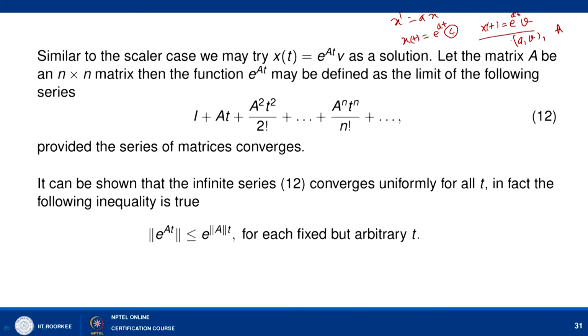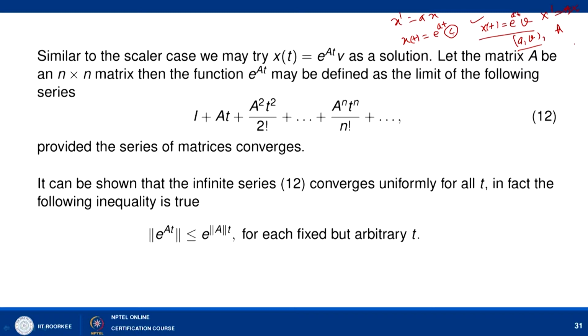So, corresponding to the system x dash equal to Ax, x(t) equal to e to power λt v will work as a solution provided that (λ, v) is an eigenpair of matrix A, and we have seen that this works very fine provided that A has n distinct eigenvalues. Now, in case of repeated eigenvalues, we may not have n linearly independent solutions.